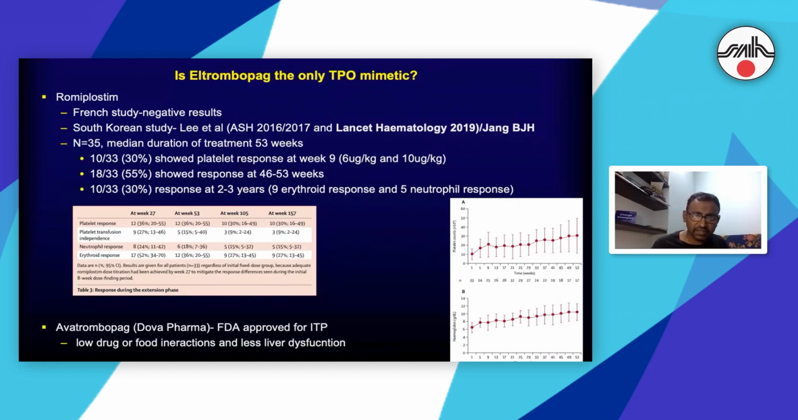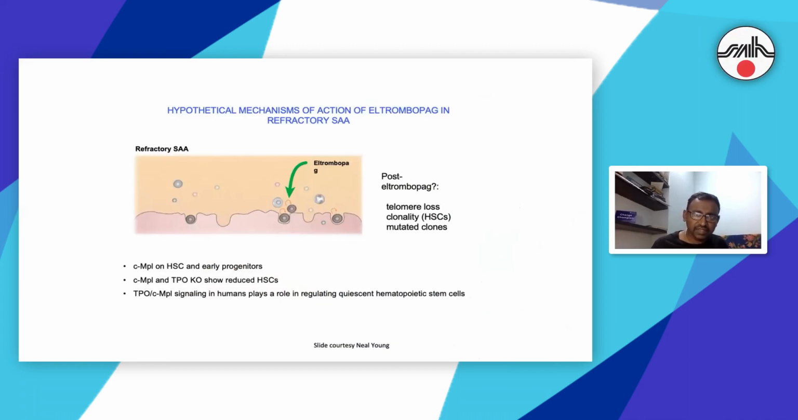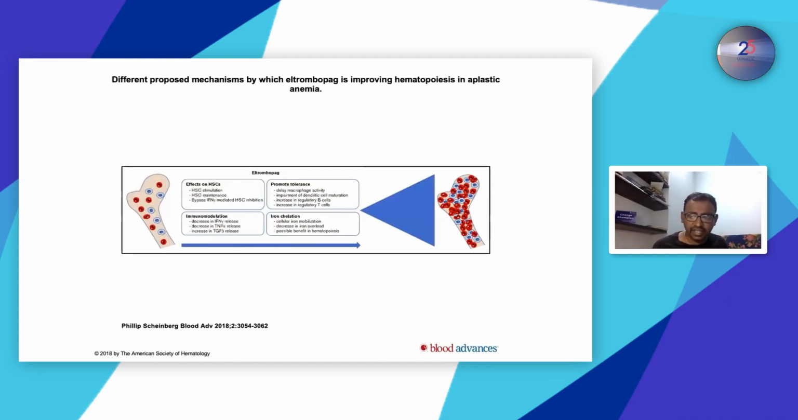So is eltrombopag the only thrombopoietin mimetic? No, romiplostim has been used in Japan and South Korea and has been published in a few recent journals, and there is also the potential of using this drug called avatrombopag, which has fewer food interactions and liver dysfunction interactions. And how does eltrombopag induce responses in refractory and also in other settings in aplastic anemia? It could be multifactorial. Could it induce immunomodulation, promote tolerance? Could it have an effect on hematopoietic stem cells, or could it have an effect on the chelatory potential of it?